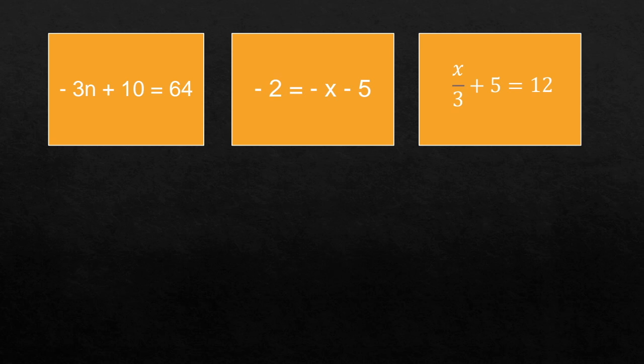Okay, so let's look at this one. So we have x over 3 plus 5 equals 12. This one looks scary because it has that fraction, right? Fractions typically, like the x's over 3, typically kind of make us panic, but don't panic. We're just going to follow the steps. So the first thing is to undo any addition or subtraction that's happening to the x. So there's a 5 being added. So we're going to subtract 5 from both sides.